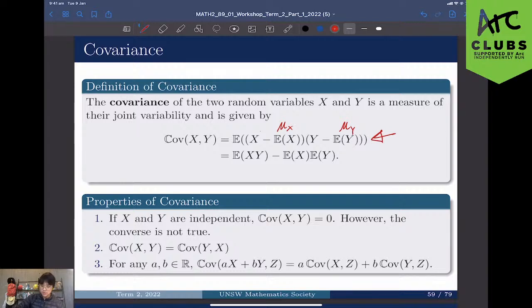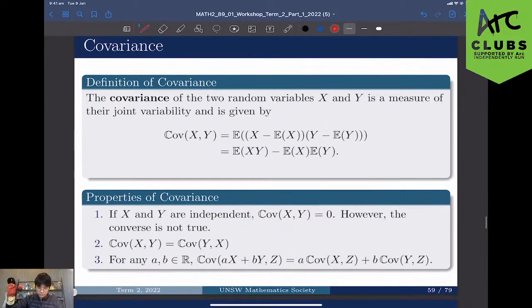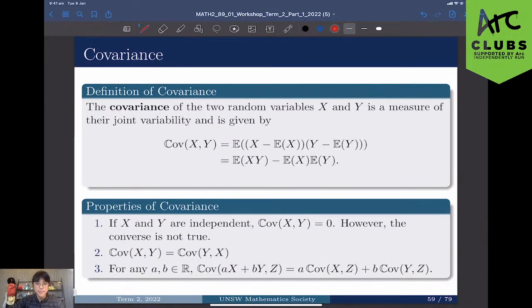So obviously, if they're both different from their mean in the same way, this is going to be positive. And also we have some additional things. If x and y are independent, their covariance is going to be equal to 0. However, the converse isn't true.